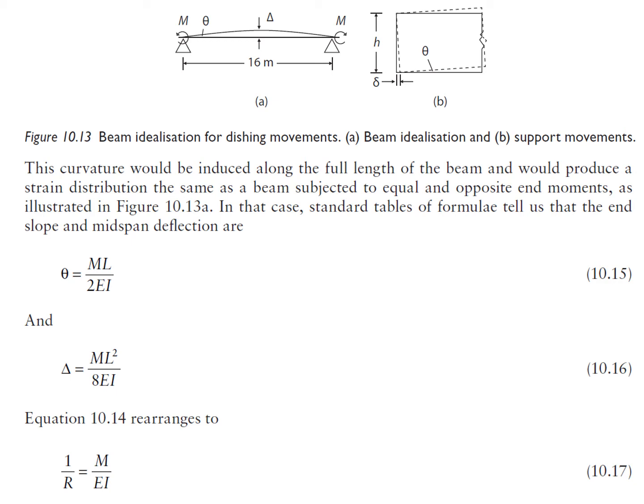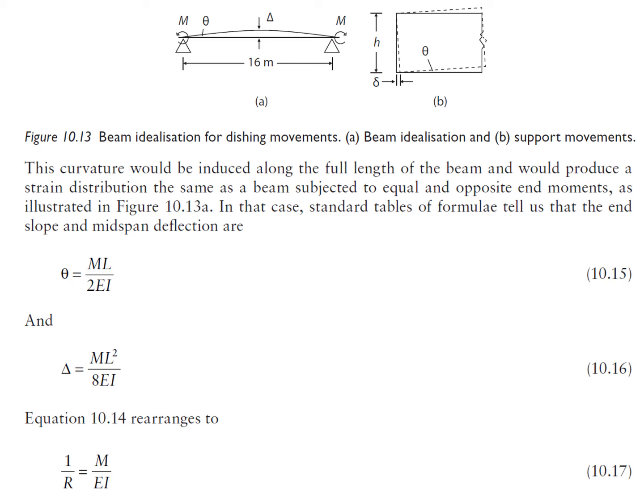This curvature will be induced along the full length of the beam and will produce a strain distribution the same as a beam subjected to equal and opposite end moments, as illustrated in 10.13a. In this case, the standard tables of formulae tell us that the end slope theta is equal to ML over 2EI, and the midspan deflection is ML squared over 8EI.